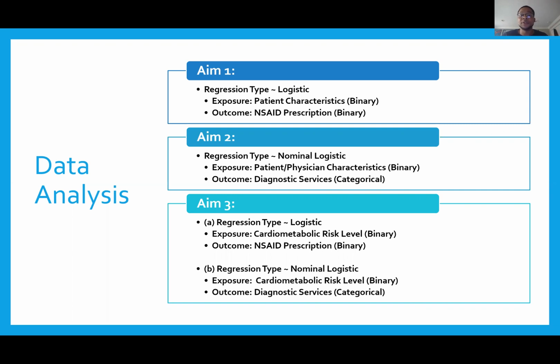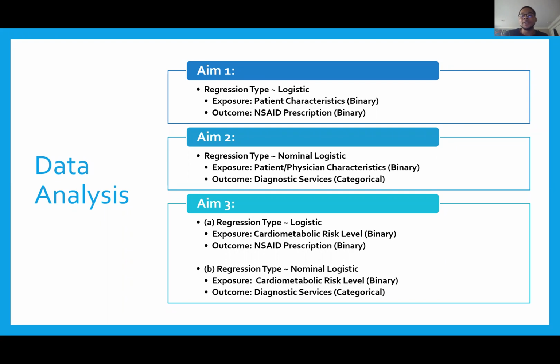Dichotomized exposure for my risk factor analyses for both of them. But for the outcome, the differences will lie within what the outcome is. So for the prescription of NSAIDs, I saw that as a dichotomous outcome. And like I just explained earlier, for the diagnostic services, I want to make that nominal in nature because there is no real value of one over the other.